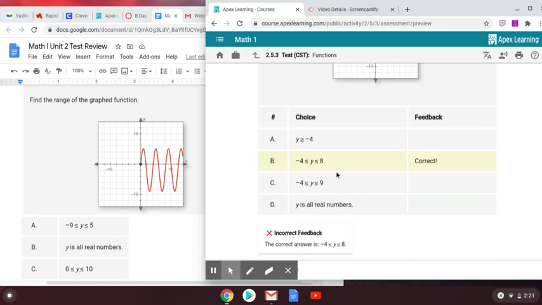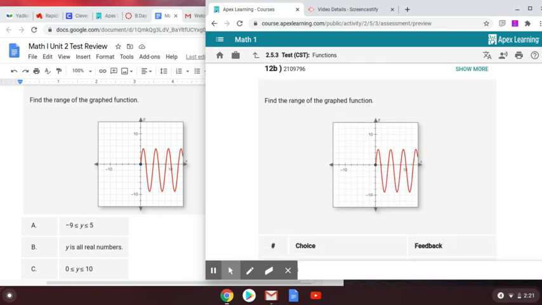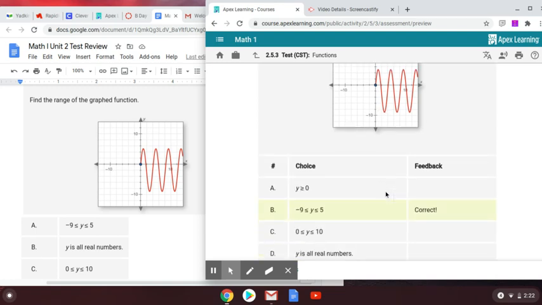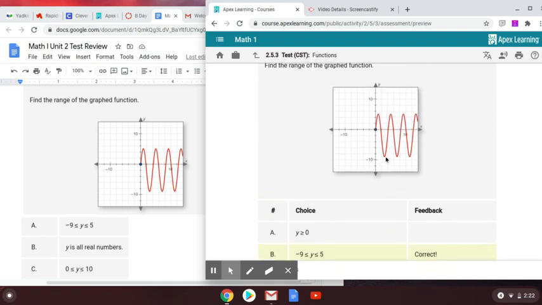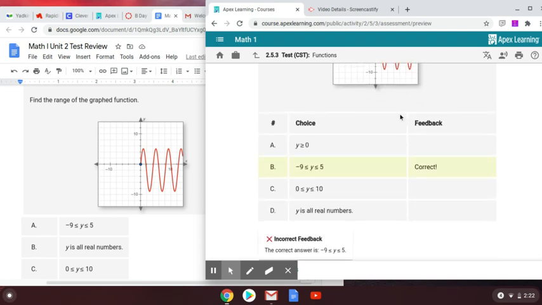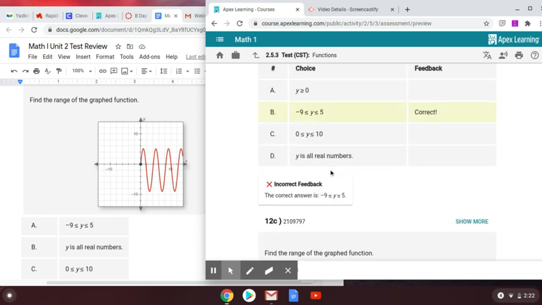12b, find the range of the function. We're talking about the y's. So, start with your lesser number first. It's halfway between -8 and -10, so that's why your answer starts with a -9. So all the y's are somewhere between, including -9 and all the way up to 5. So -9 is less than or equal to y is less than or equal to 5.